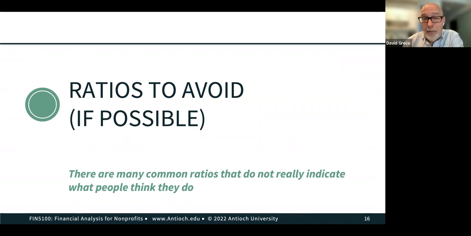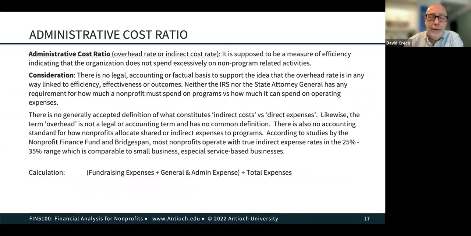These are some ones that I'm saying are not very useful, but again, you're going to see them used out in the field. The administrative cost ratio, sometimes called fundraising to program ratios, or indirect cost or overhead rates. Basically, how much are we spending on fundraising and administrative as a percentage of our total expenses?